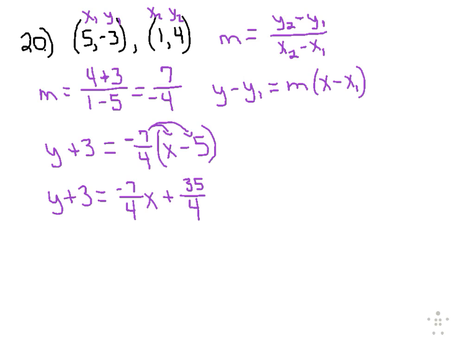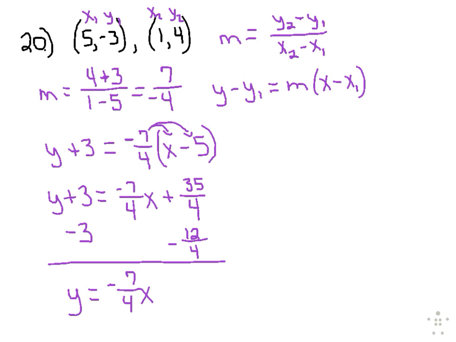Now what we can do is we can either eliminate or we can just go ahead and subtract 3 from both sides. Now this is actually a 4 in the bottom. 4 times 3 is 12. Alright, so this is y is equal to negative 7/4 x, and 35 minus 12 is 23/4. So plus 23/4. So this is your answer in slope-intercept form.